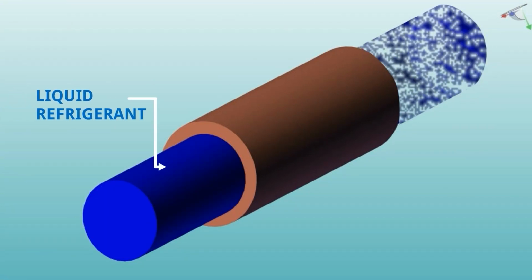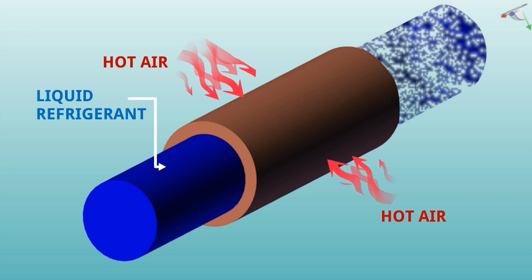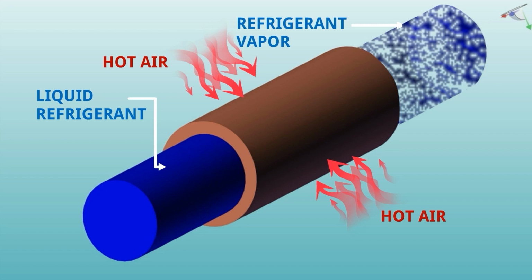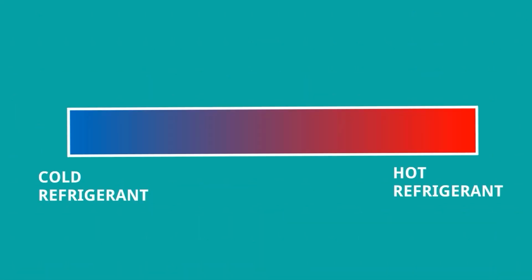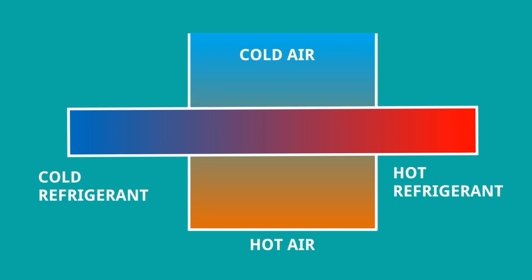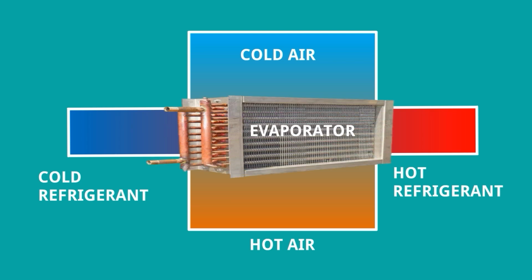This is the liquid refrigerant, and outside the refrigerant pipe is hot air. The refrigerant takes heat from the hot air and transforms into vapor, and by losing heat the air becomes cold. Let's see the transformation of refrigerant and air. So here cold refrigerant changes into hot refrigerant and hot air changes into cold air by losing heat to the refrigerant, and this happens in the evaporator. So basically a heat exchange happens between refrigerant and air in the evaporator.